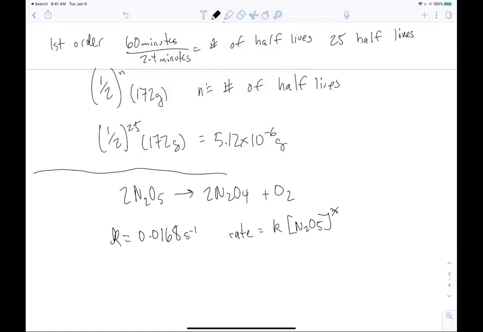Usually the first step in these questions is figuring out what the order of the reaction is. And ordinarily you're given experimental data that tells you that. This one is strange in that it doesn't give you experimental data, but it does give you K. And so we can figure it out from K, I believe. Let's see. K is in inverse seconds.